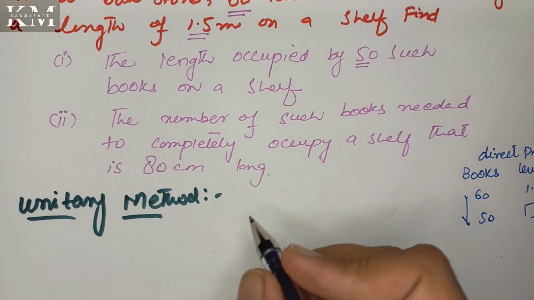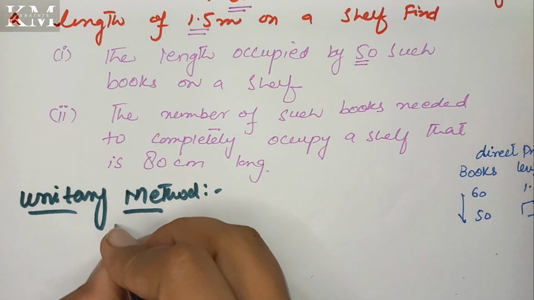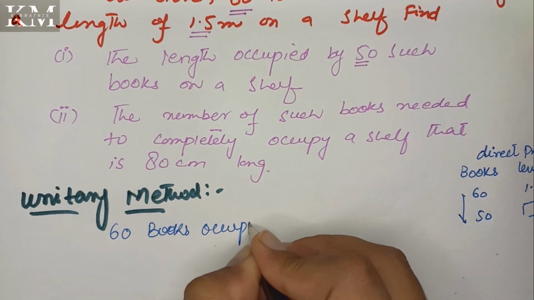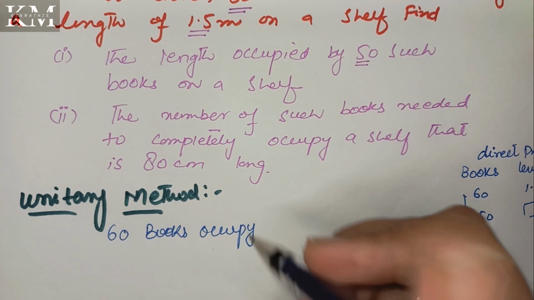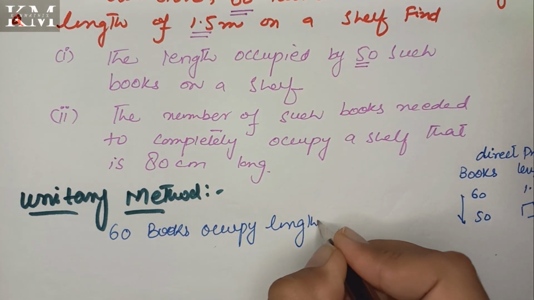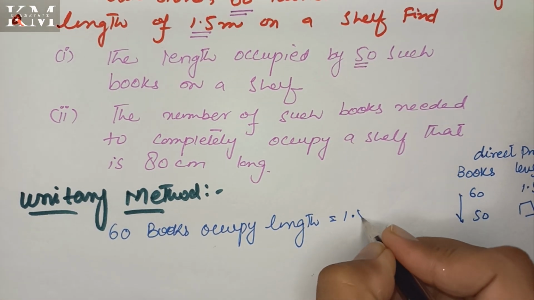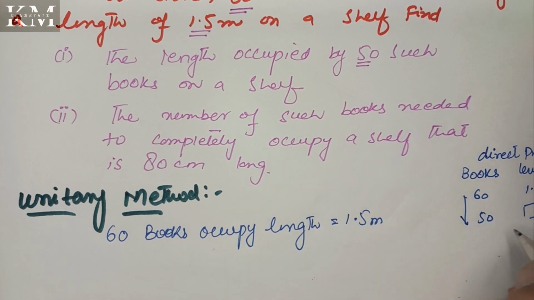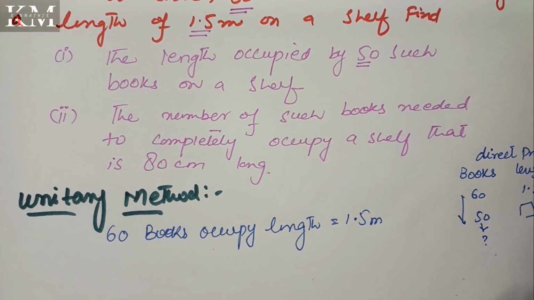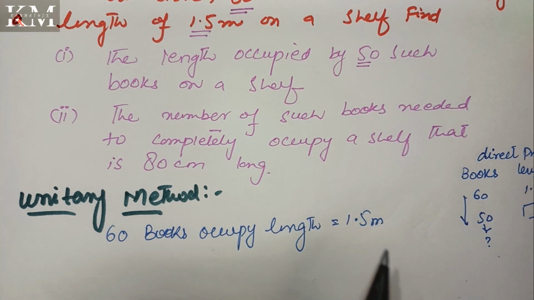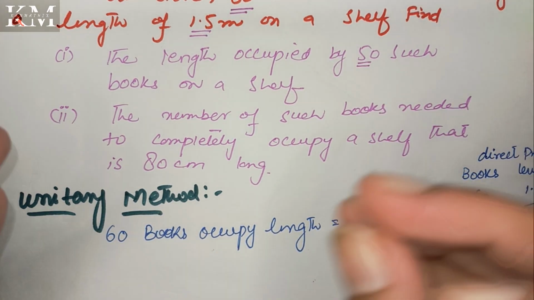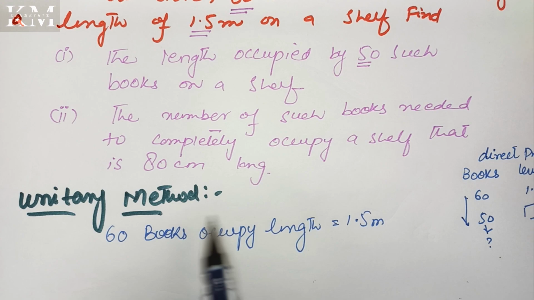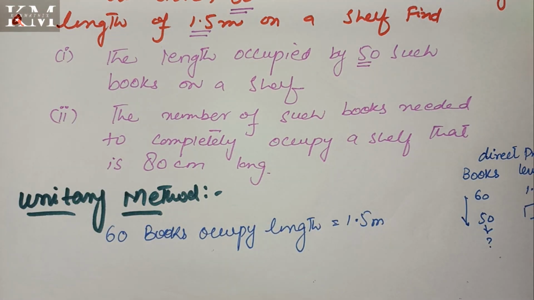Okay, so the information is that 60 books occupy length on a bookshelf is 1.5 meter. So we have to find about 50. So if we know the length that one book occupies, then we can multiply it by 50. We can multiply it 50 times, so we can get the required length.